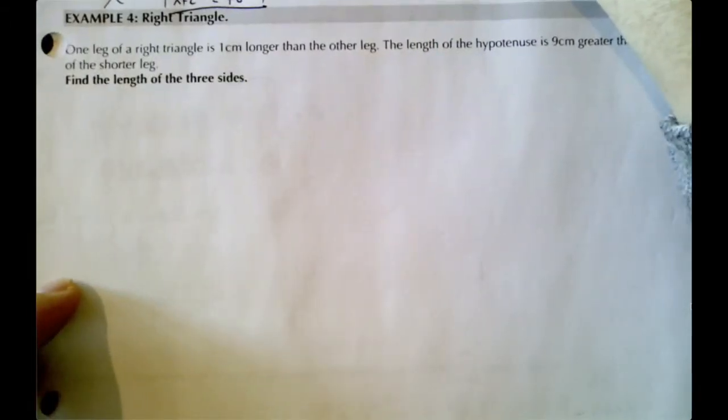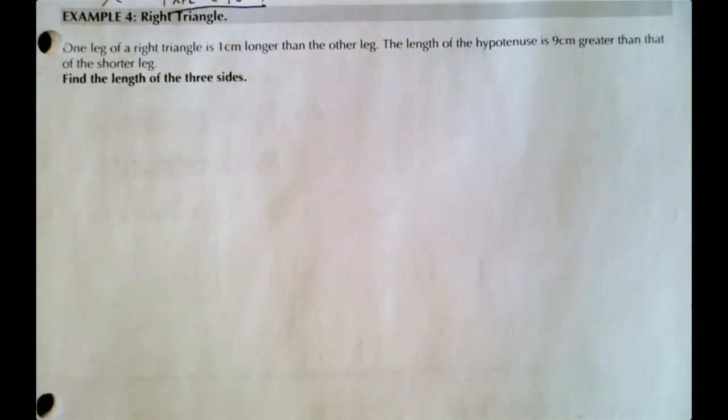Example 4, right triangle. One leg of a right triangle is 1 centimeter longer than the other leg, and the length of the hypotenuse is 9 centimeters greater than the shorter leg. Find the lengths of the three sides. Ooh. All right, let's draw the right triangle.